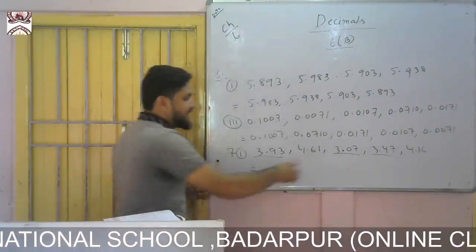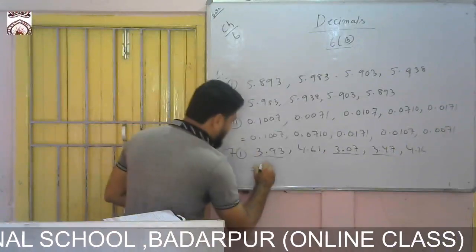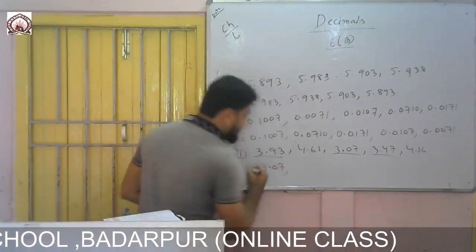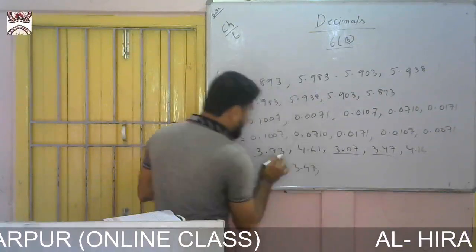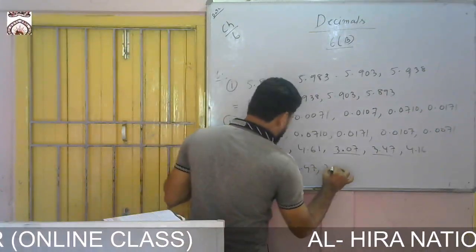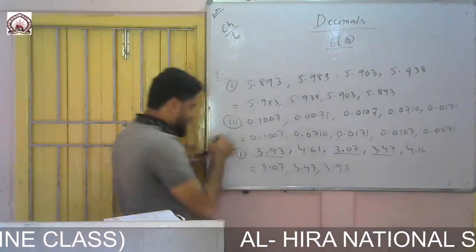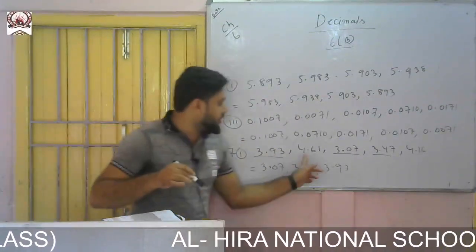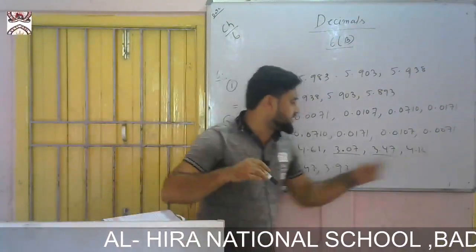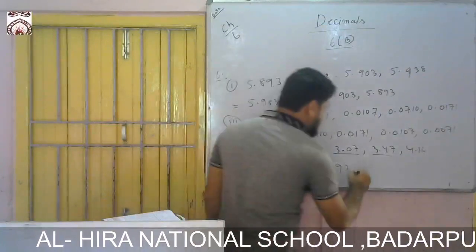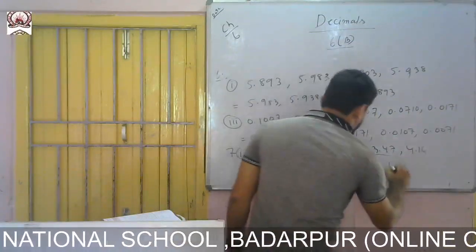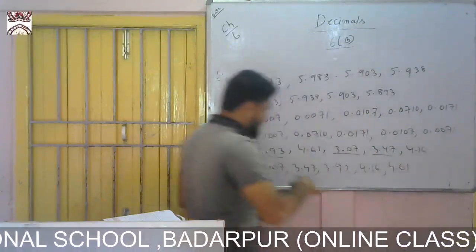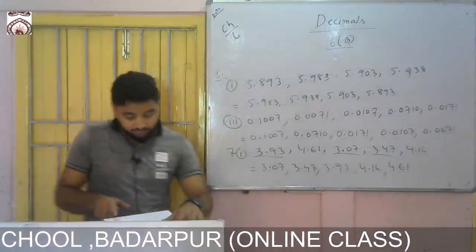93, 07, 47. Obviously 07 is smallest, so 3.07 will come first. Then 3.47. Then 3.93. Now go for 4: 4.61 and 4.16. Obviously 4.16 will come first because we are arranging from smaller. Then 4.61. These are the answers.